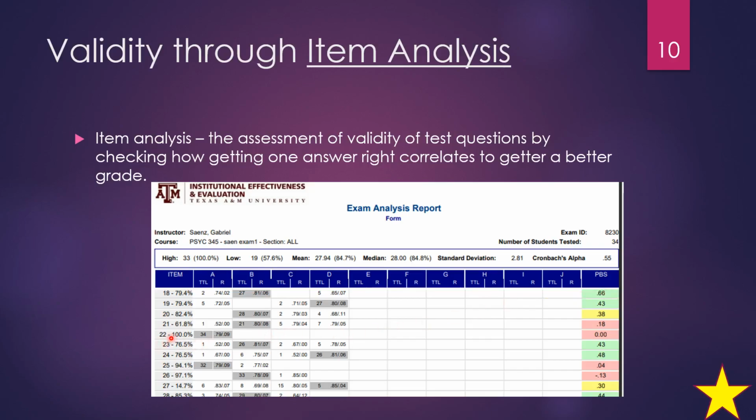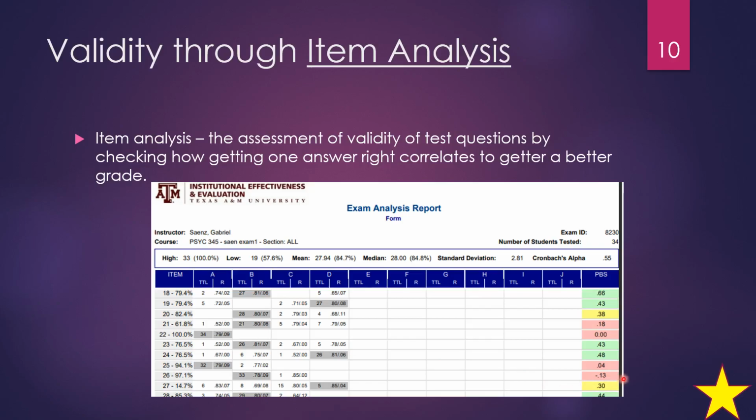Over here, this question, everyone got this question right. So it doesn't have a very good item analysis score, because if everyone got this question right, it doesn't show who is better, who knows more, who got better scores than other people. And there are actually negative ones here.